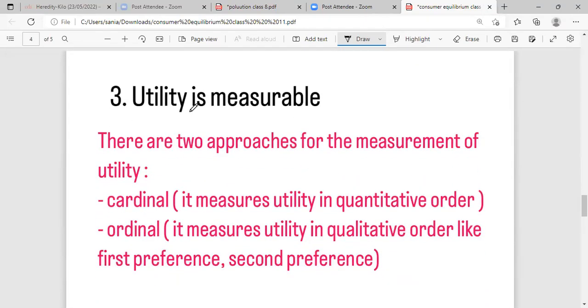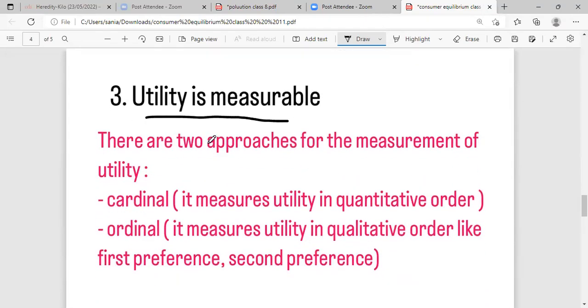Okay. Now utility is measurable. You can measure it. So you have two approaches. One is cardinal and the other one is ordinal. So ma'am, what is cardinal and what is ordinal? Cardinal measures utility in quantitative order, and ordinal measures utility in qualitative order.